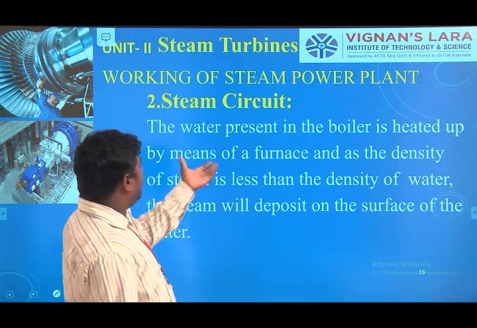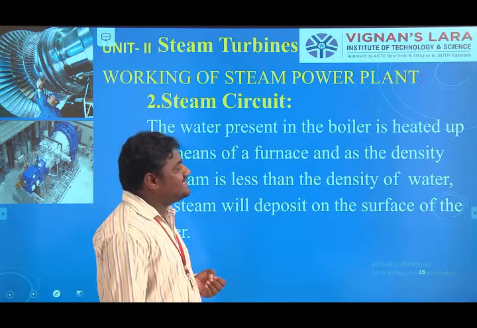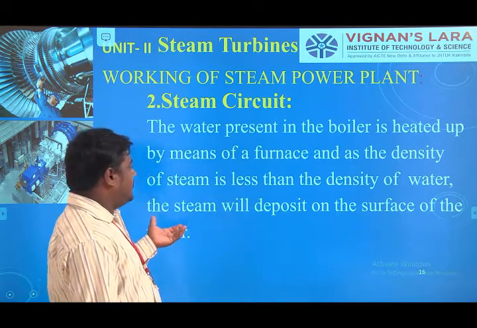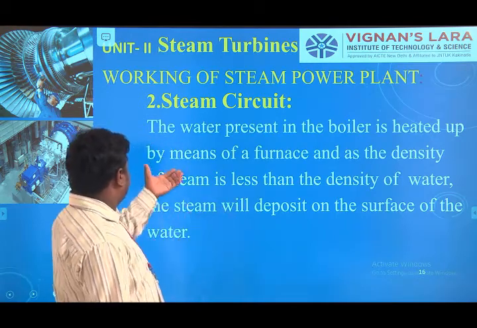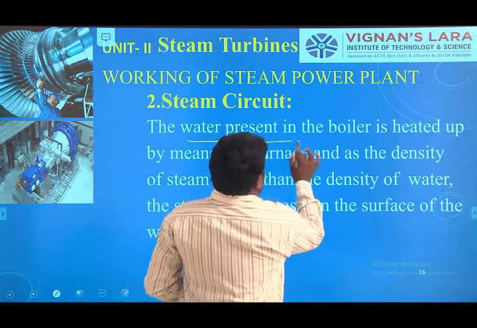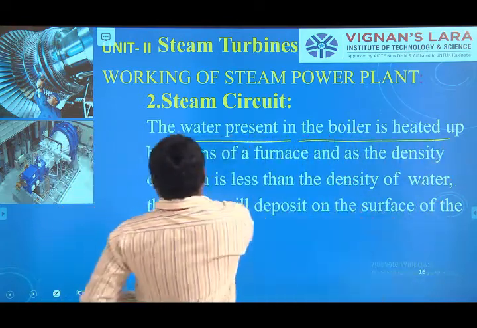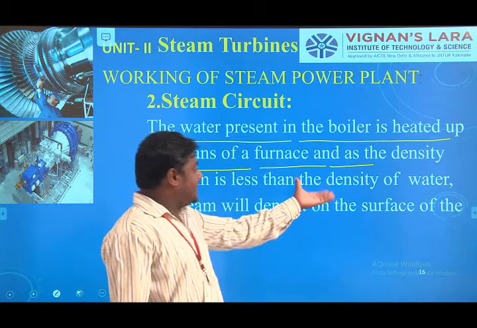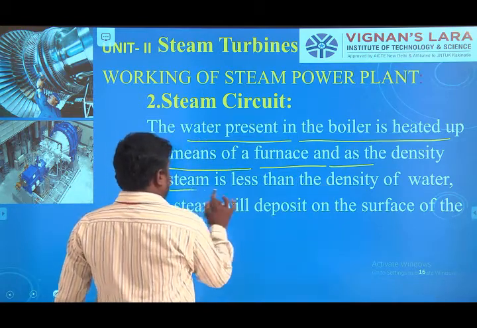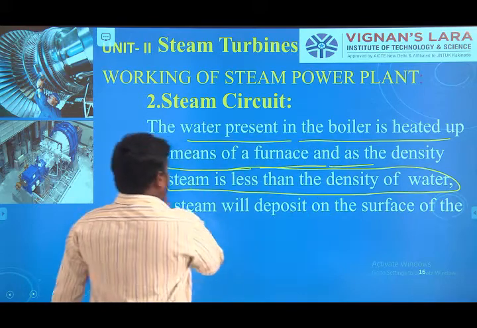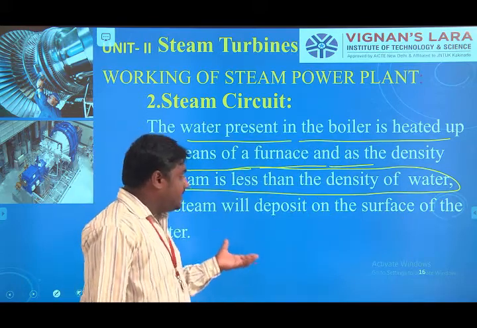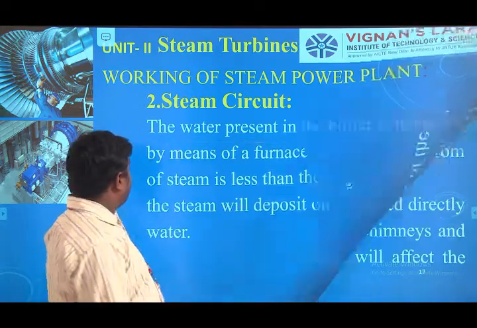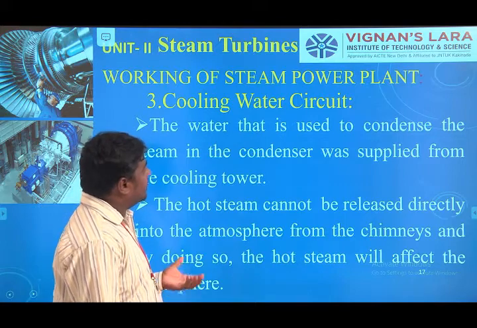In the steam circuit, the water present in the boiler is heated up by means of a furnace and turns to steam, as the density of steam is less than the density of water. This is the main important point. Then the steam will collect on the surface of the water. Is it clear?